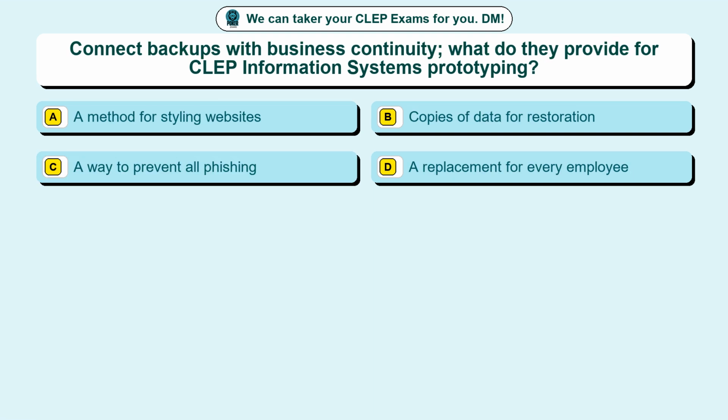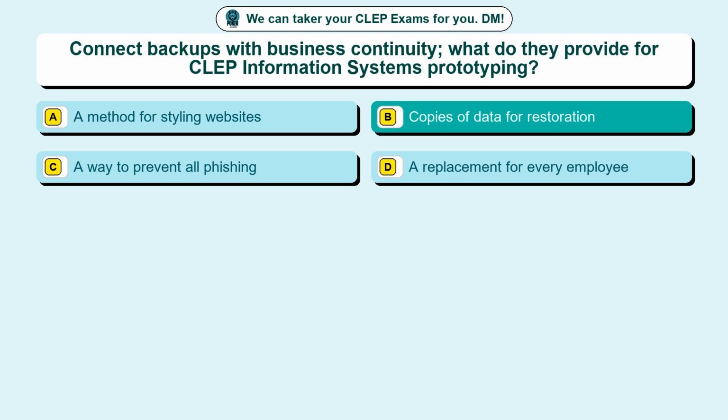Question 50. Connect backups with business continuity. What do they provide for CLEP Information Systems prototyping? Option A. A method for styling websites. Option B. Copies of data for restoration. Option C. A way to prevent all phishing. Option D. A replacement for every employee.